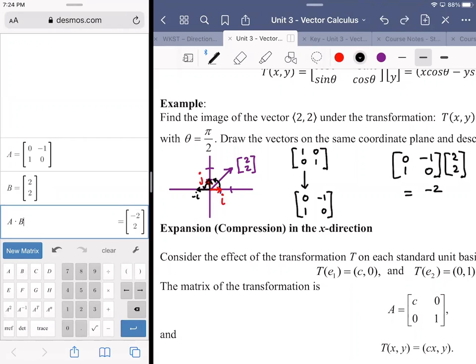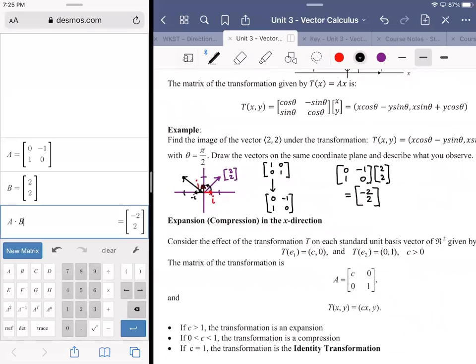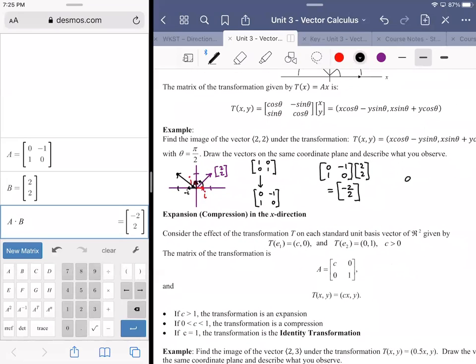Oh, almost made it a fraction for some reason. All right, so negative 2, 2 would be about right here. And so you take a look and you say, okay, well, what does that look like? It does look like a 90-degree rotation, so we're feeling pretty good about this. All right, so it's a 90-degree counterclockwise rotation.